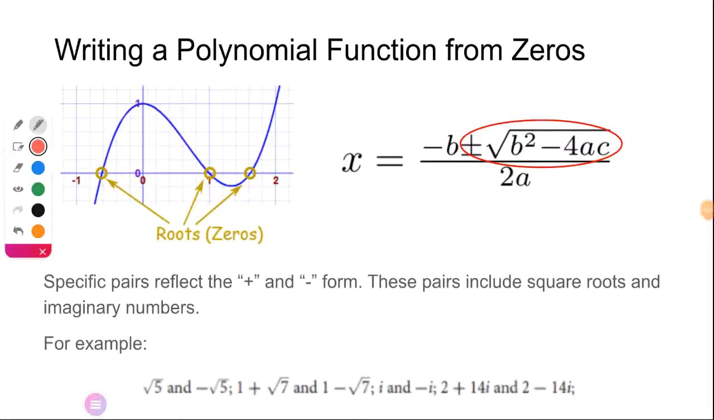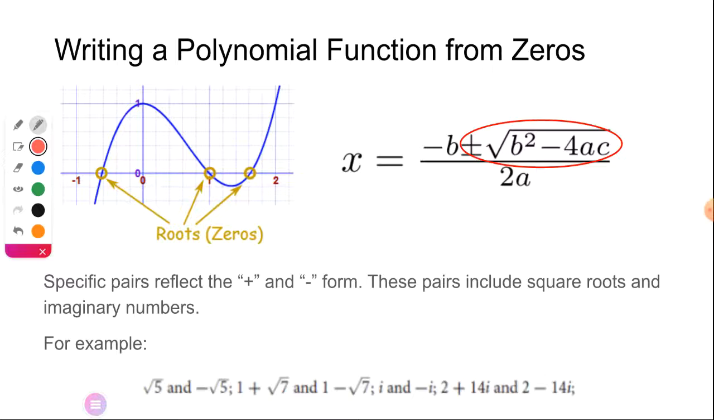Going to look at writing polynomials from zeros. Zeros or roots, they're the same thing, are the location where your function crosses the x-axis, or the solution to a problem. There are certain pairs that belong together.